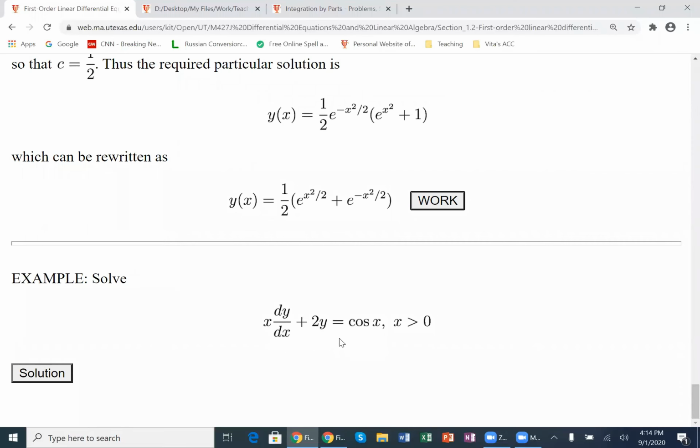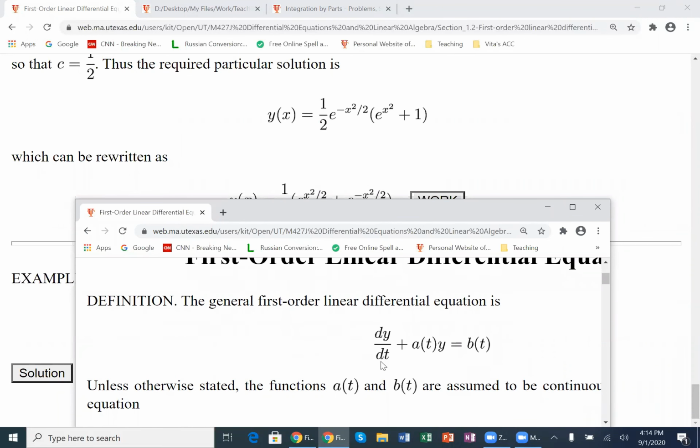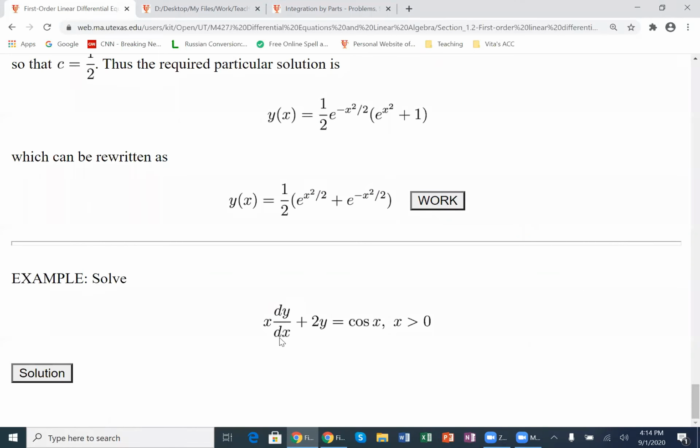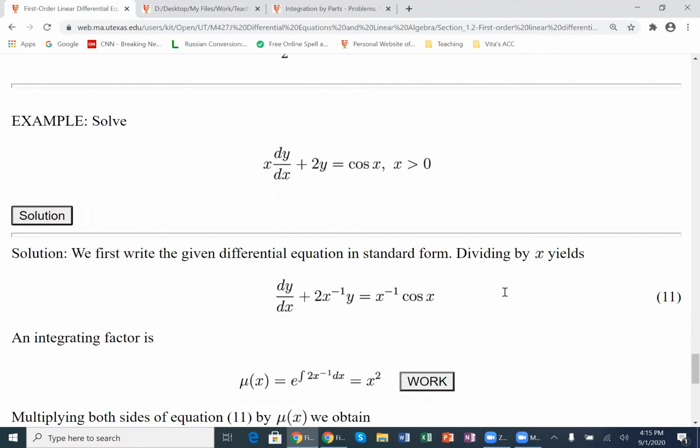Last problem. Note that this equation is not written in the standard form. Here is what I mean by the standard form. Please take a look at this. We start with just y prime. There is nothing else in front. Here, in front of y prime, we have x. So folks, common mistake. Sometimes students looking at this say that a of x is equal to 2. No, the answer is no. In order to identify a of x, first we have to rewrite this in the standard form.